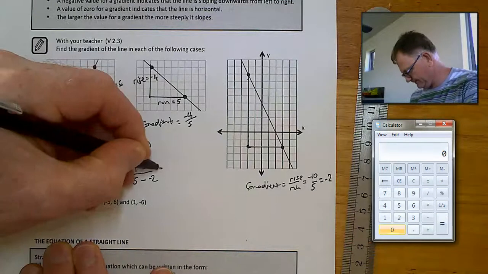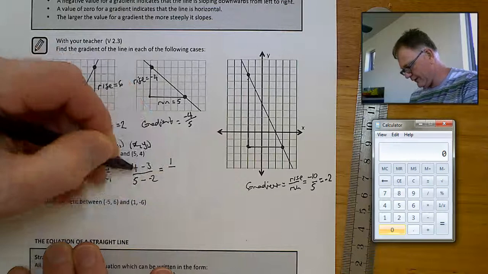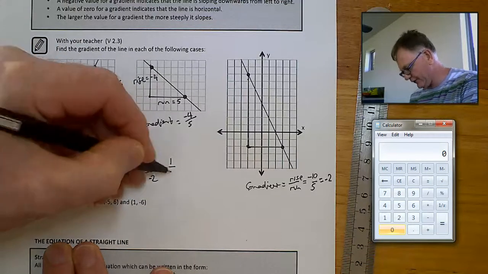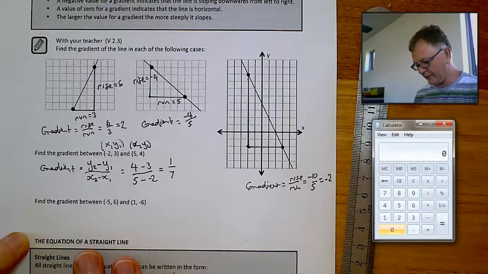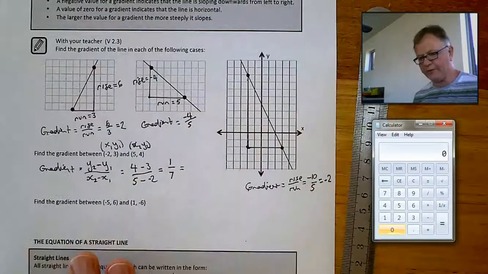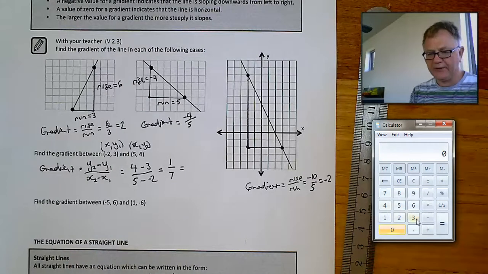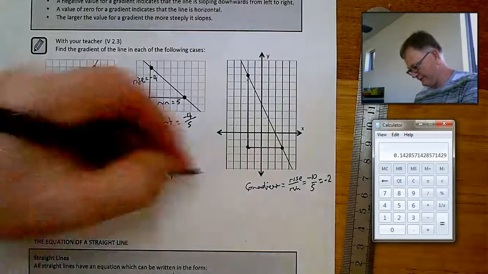And so 4 minus 3 is 1 over 5 minus minus 2 is 7. So that's got a gradient of 1/7. If you wish, you could work that out as a decimal, but I'm quite happy with 1/7 for the answer. I'm just going to write this one as a decimal. So it could equal 0.1429.